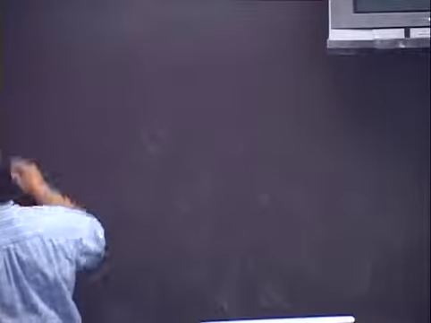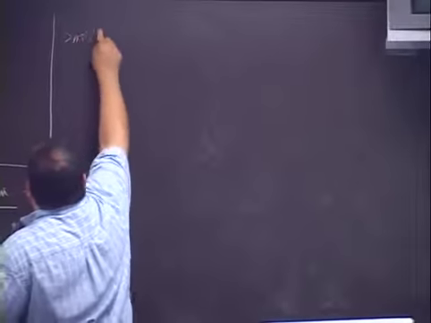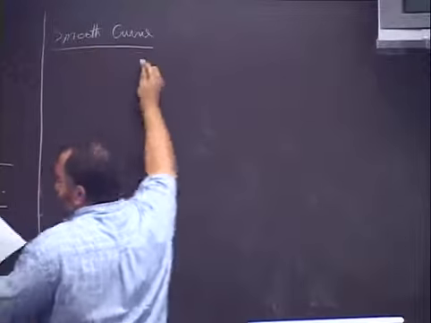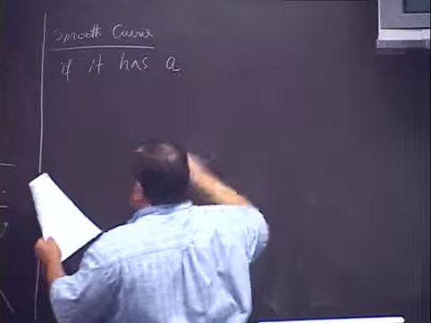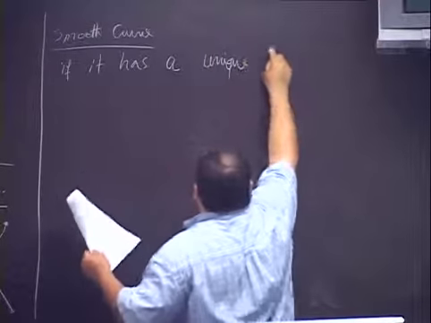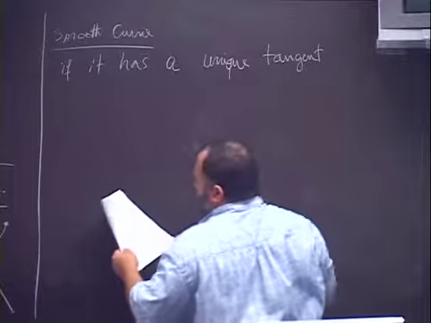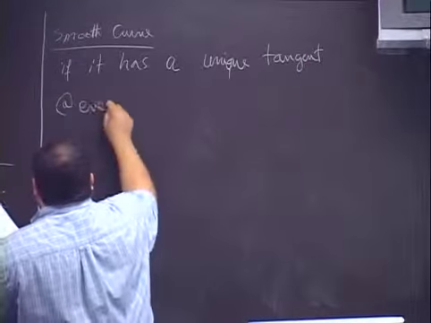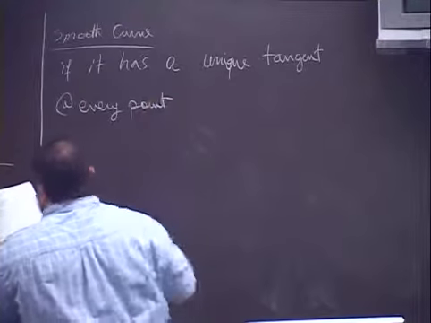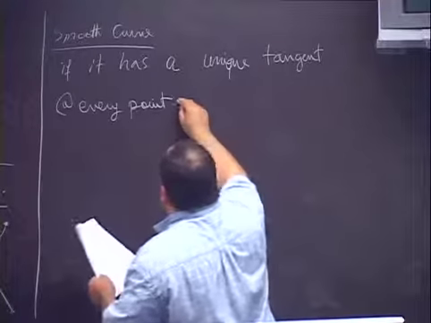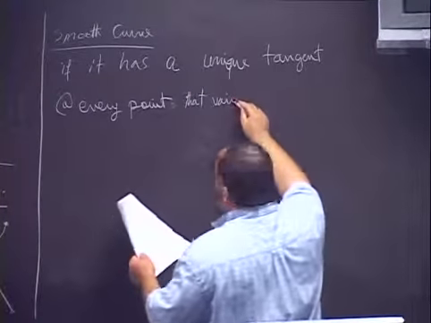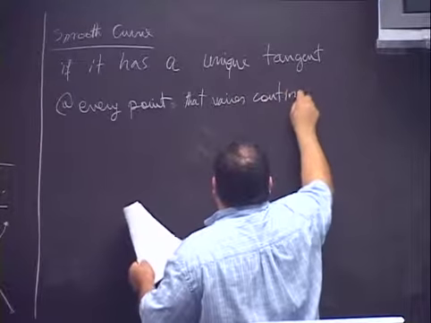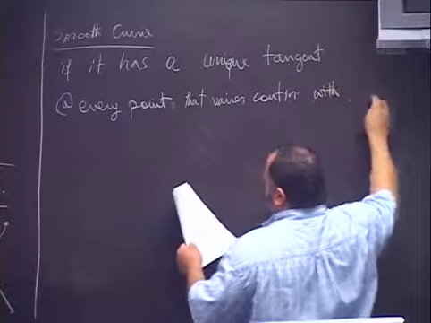So if the curve is smooth, by definition of a smooth curve, we define it as having a unique tangent at every point, and that varies continuously with u.